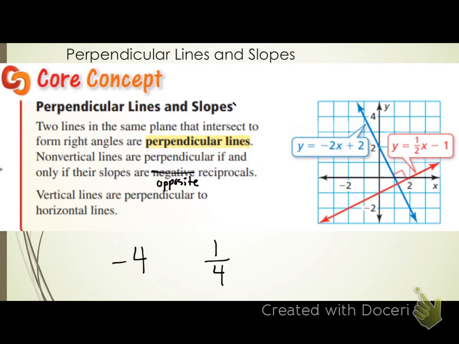Vertical lines are perpendicular to horizontal lines. That's just a given. A vertical line is going to create 90-degree angles with a horizontal line. Okay? So any questions on what makes two lines perpendicular? Perpendicular lines have what kind of slopes? Opposite reciprocals. Very good. Can I move on?